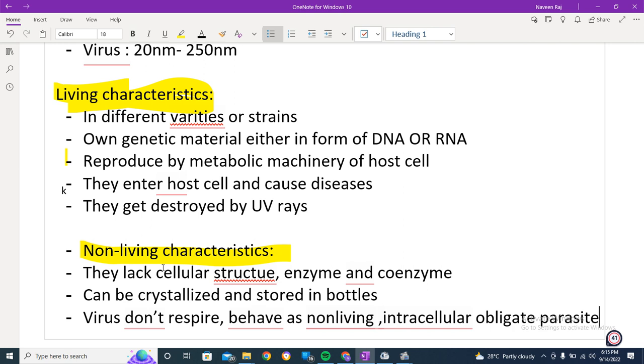Intracellular means present inside a cell, because the hosts of the virus are basically cells, and they are obligate parasites. Obligate means host dependent. So they are intracellular obligate parasites.